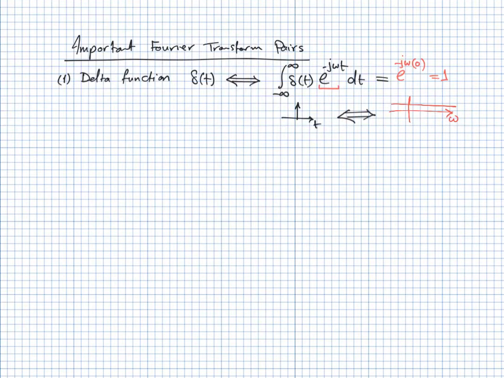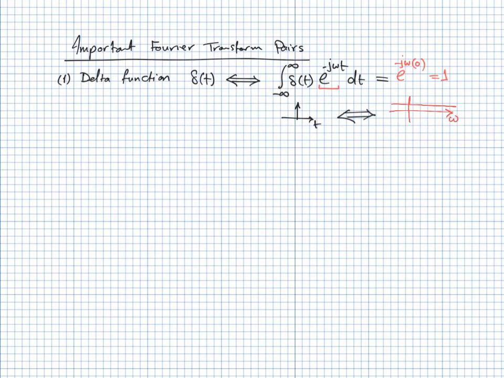We'll see later on that there is this duality concept that says that if something is very wide in time, then it's very narrow in frequency, and the other way around. If it's very narrow in time, then it's very wide in frequency, and that's what's happening. The delta is the narrowest possible in time, which means it's the widest possible in the frequency domain. So that's the first one.